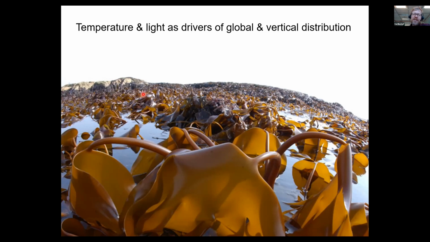But of course, these systems are experiencing changes and maybe also stress and threat right now as it comes to temperature change and also changes in the light climate. Temperature and light are the most important drivers of the global and vertical distribution of these kelp forests.